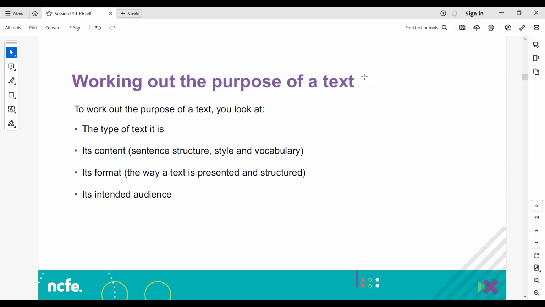So to work out the purpose of a text, you need to look at the type of text it is. So is it a letter, an email, an article, and so on? Its content, so looking at the sentence structure, style, and vocabulary. Its format, so how is the text presented and structured? And also the intended audience. So who is it written for?